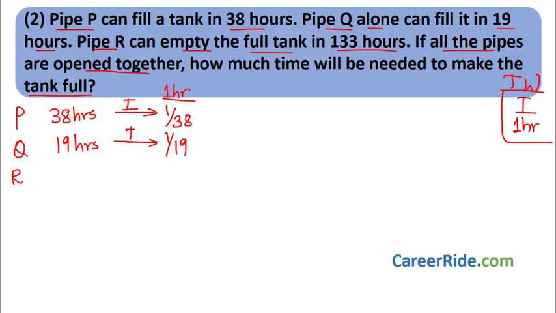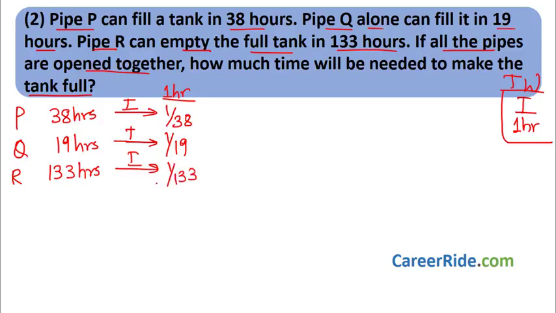Then there is pipe R. Now pipe R empties the full tank in 133 hours. Okay. So in 1 hour, how much of the tank gets emptied by pipe R? Just invert, 1 upon 133, right?